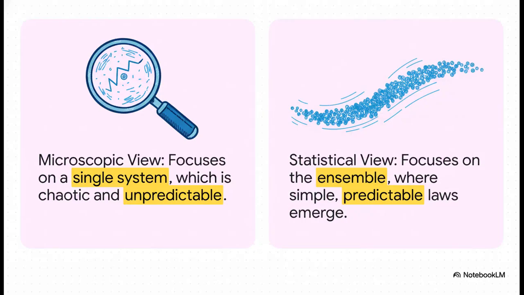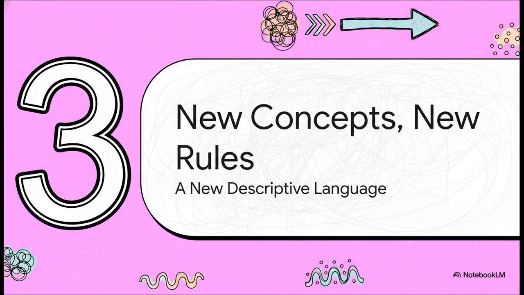So this really lays out two completely different ways of looking at the world. The microscopic view tries to follow one chaotic, irregular path, and it just gets lost in the weeds. But the statistical view steps back, it looks at the whole crowd, the ensemble, and all of a sudden it discovers simple, orderly, patterned laws. Once you adopt this study-the-crowd approach, it's like you've learned a whole new language for describing reality. It gives us an entirely new set of concepts and rules to work with.